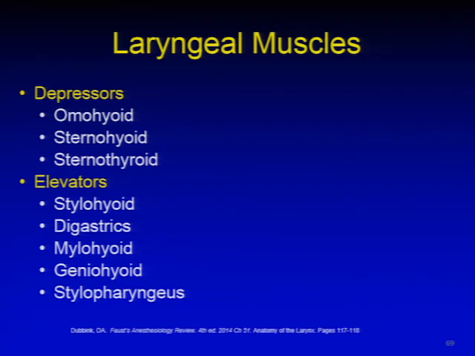The laryngeal musculature include the depressors and the elevators. The depressors are the omohyoid, the sternohyoid, and the sternothyroid muscle. The elevators are the stylohyoid, the digastric, myohyoid, geniohyoid, and stylopharyngeus muscles.